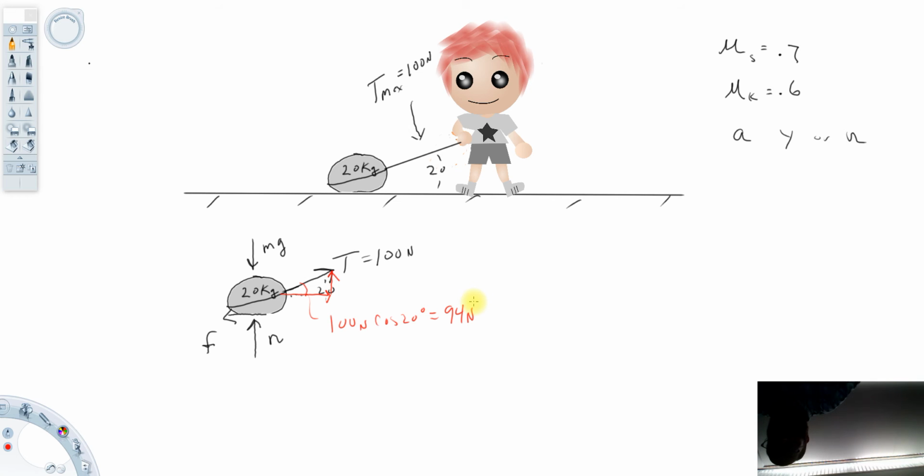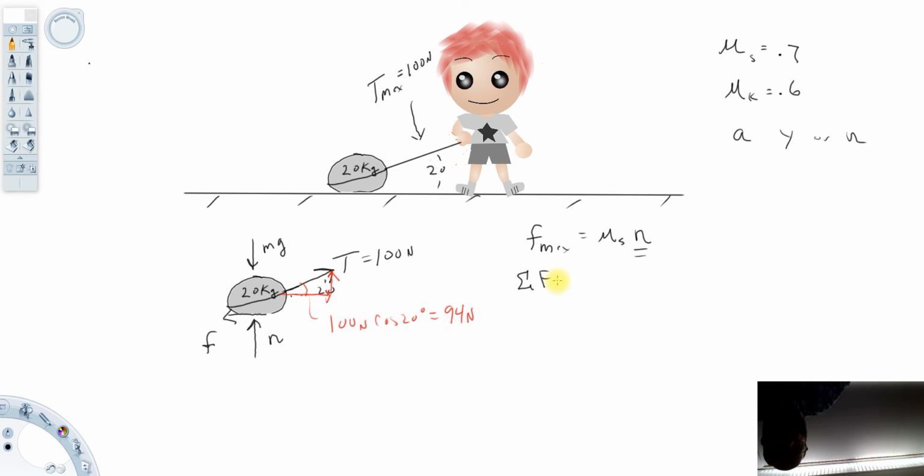So now the question is: is the maximum possible frictional force bigger or smaller than the 94 newtons? Now, that's where the frictional coefficients come into play. The maximum possible frictional force is equal to your coefficient of static friction times your normal force. Usually when you're dealing with frictional forces, you're going to need the normal. And the way you get that is by writing a force equation in the direction of the normal. So I'm going to go ahead and start by writing this out.